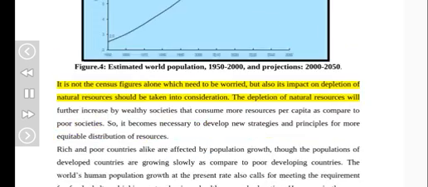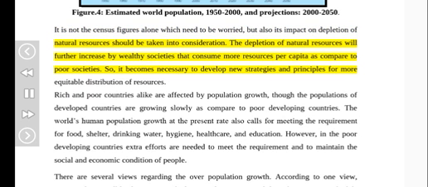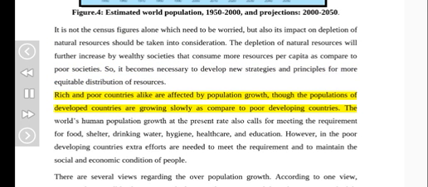It is not the census figures alone which need to be worried about, but also their impact on the depletion of natural resources should be taken into consideration. The depletion of natural resources will further increase due to wealthy societies, which consume more resources per capita as compared to poor societies. So it becomes necessary to develop new strategies and principles for more equitable distribution of resources. Rich and poor countries alike are affected by population growth, though the populations of developed countries are growing slowly as compared to poor developing countries.